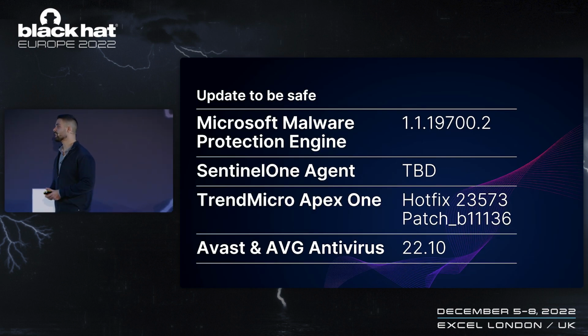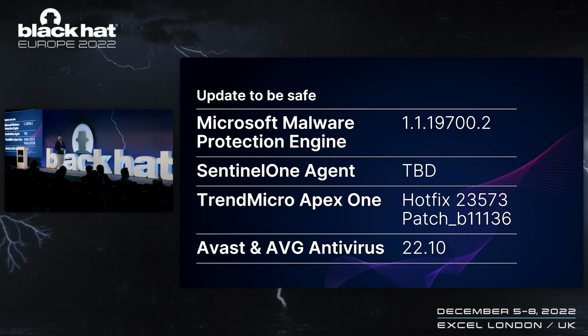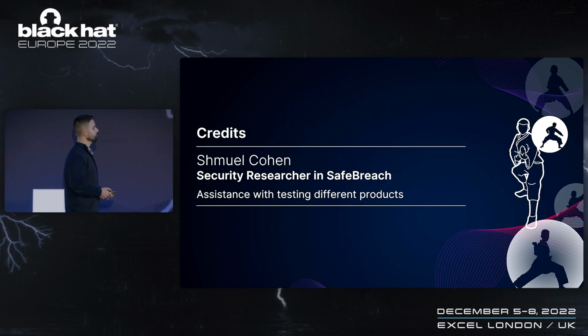These are the versions that you need to update to in order to be safe. So you can see Microsoft and Avast and AVG, it's a version. Trend Micro, it's a patch. And SentinelOne did send me a fixed version to test, but I was still unable to get a response from them regarding the specific number of the fixed version.